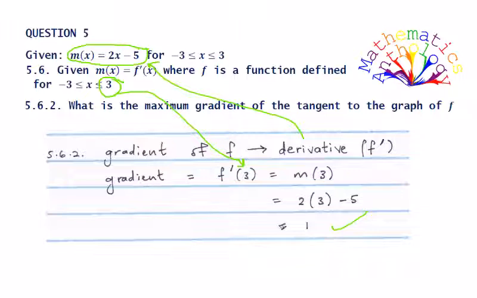So now if we want the maximum gradient, the maximum value for x is 3. So we'll substitute that 3 into our m of x equation, and we'll get m at 3, which is equal to 2 times 3 minus 5, and that's equal to 1.